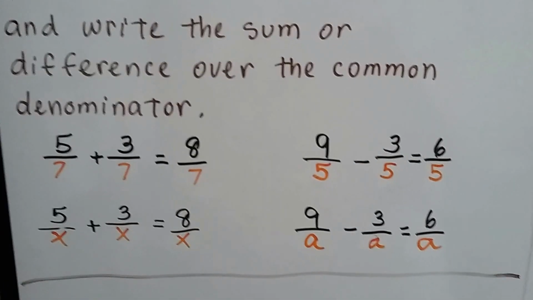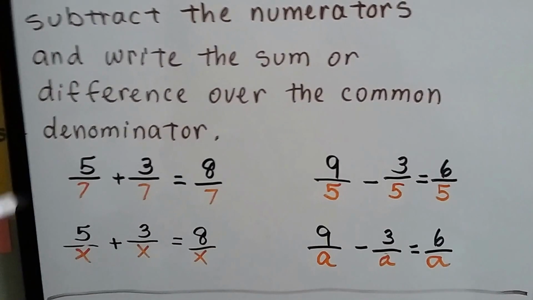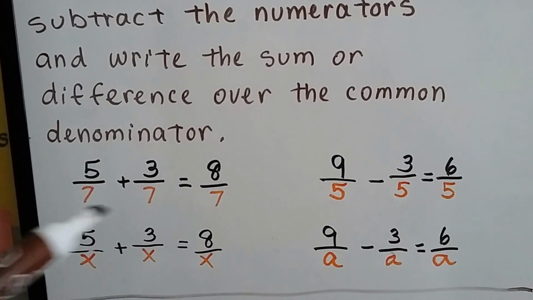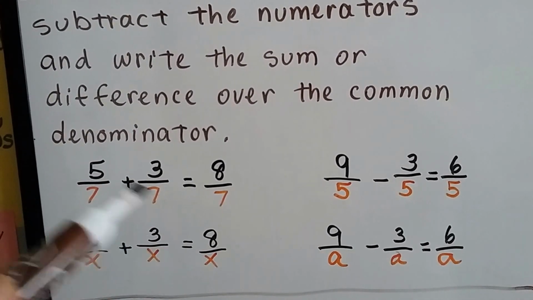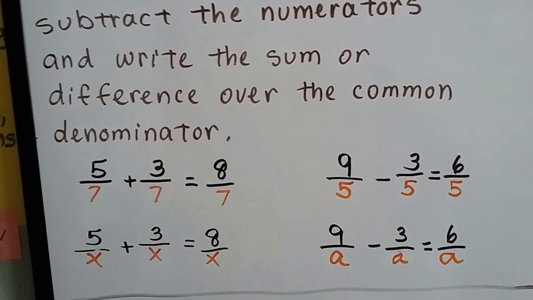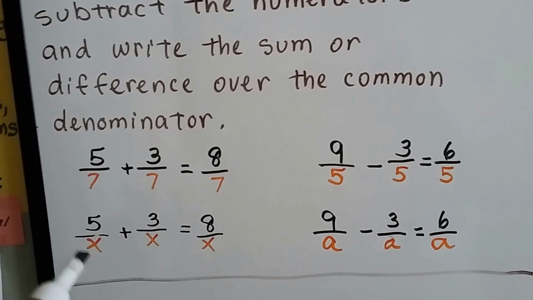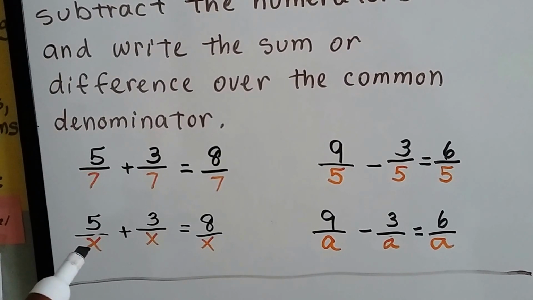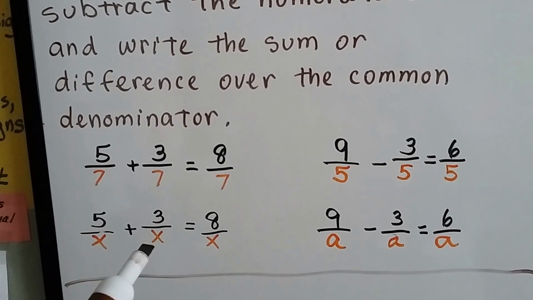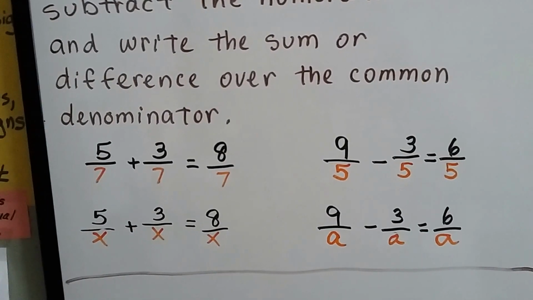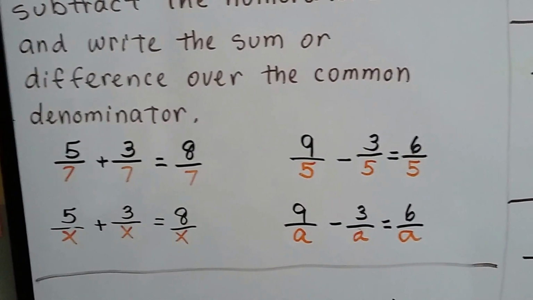So take a look at these fractions. If we're going to add 5/7 plus 3/7, they have a common denominator. We just add the numerators. We get 8/7, don't we? And if we're going to add it over a variable, we have 5 over x plus 3 over x. We just get 8 over x. See? We just slide that denominator over.